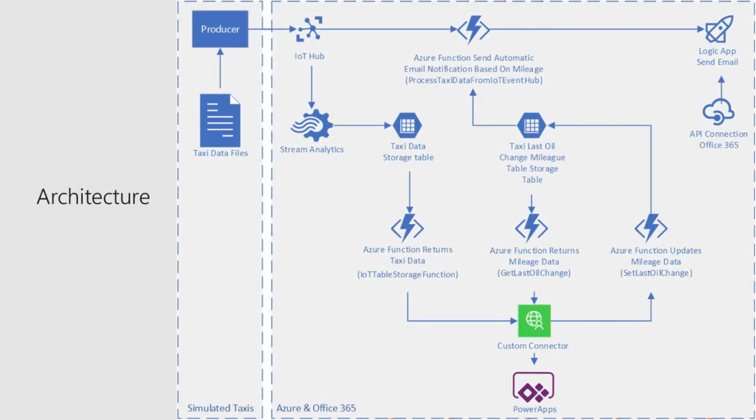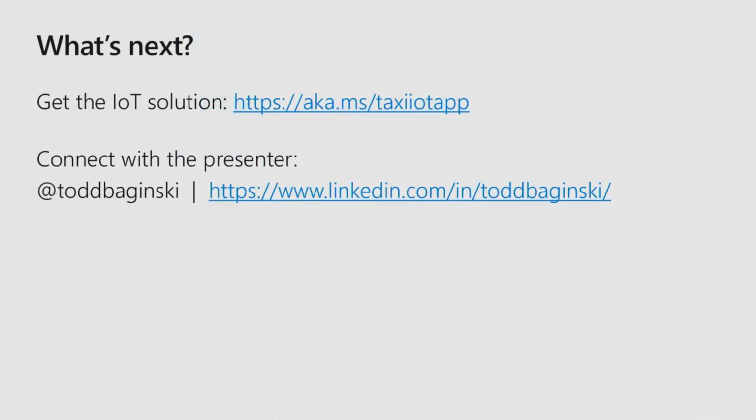All right, so to wrap things up here, what's next? Get the IoT solution. That's an easy URL to remember, aka.ms/taxi-IoT app. That goes right to our GitHub repository where you can download it.